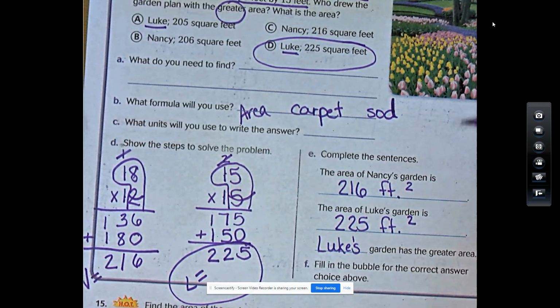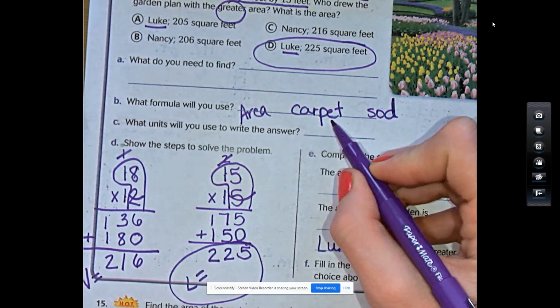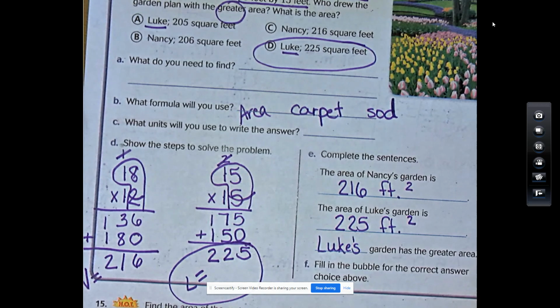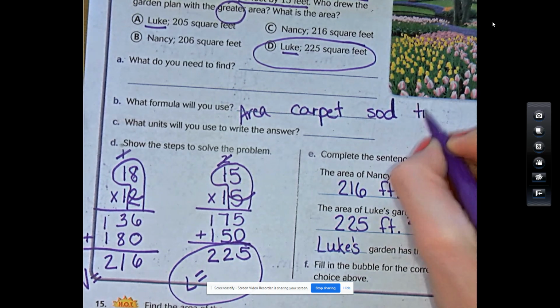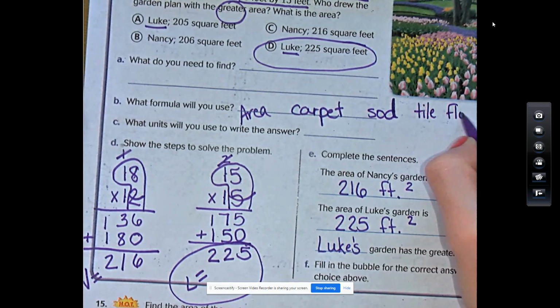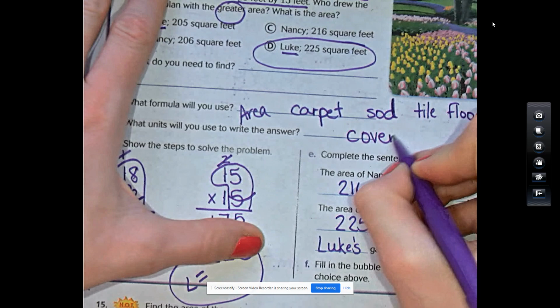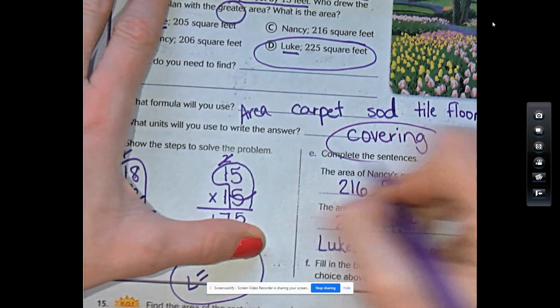So if you're laying carpet, it's an area problem. If they're laying sod, sometimes they'll say they're putting down a tile floor. Okay, anything where they are covering a surface is talking about area.